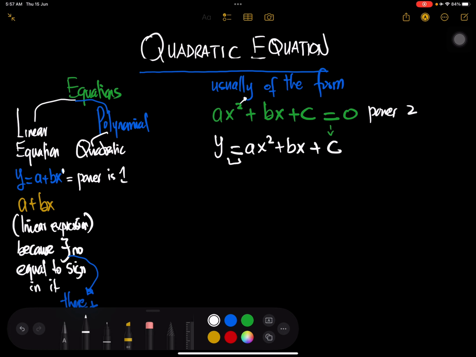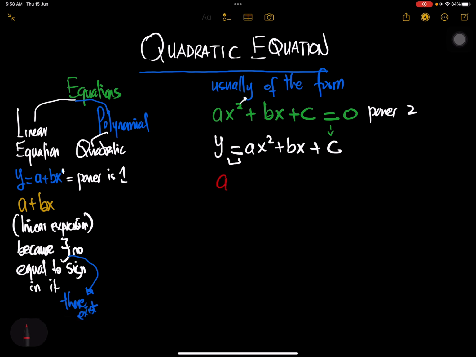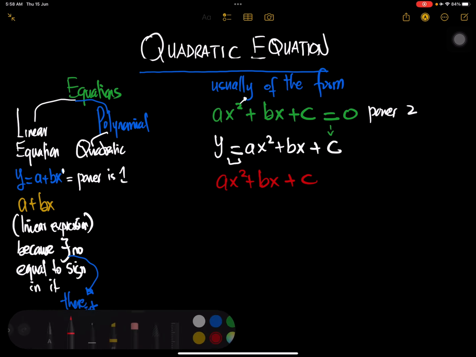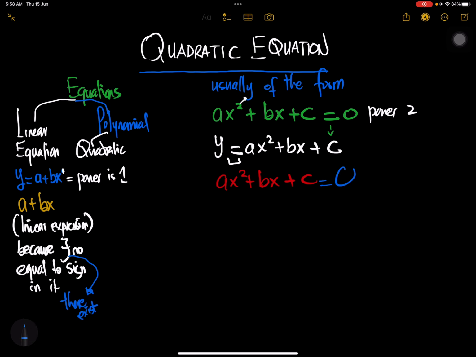Now, can anyone tell me, if we have ax squared plus bx plus c for a second, what are we going to call this? It's supposed to be a quadratic expression. Does any one of you agree? I think so. It's a quadratic expression, and the reason is that there's no equal to sign in there. If the equal to sign was present, then we are looking at a quadratic equation. I hope we have been able to clarify a lot of things. So let's put this thing down.